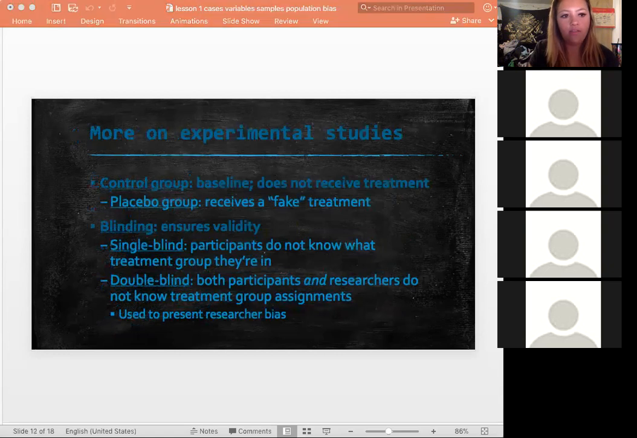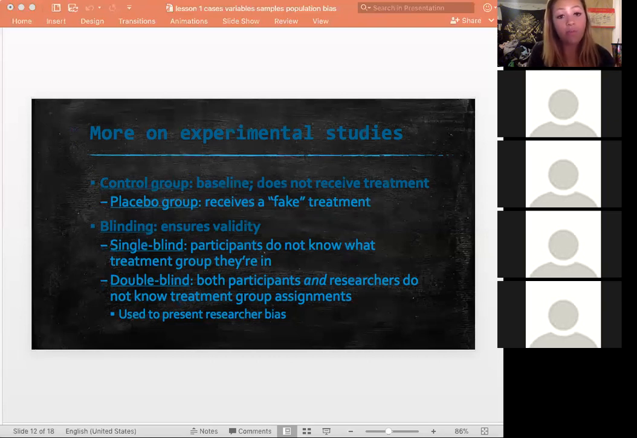All right, and then just one more thing about experimental studies. So remember, these are the ones where we do impose some sort of treatment. We do have two different ideas for experimental studies that are often talked about. So our control group is our baseline. That means that they don't receive any sort of treatment. They're just going to be the one that we're comparing to.